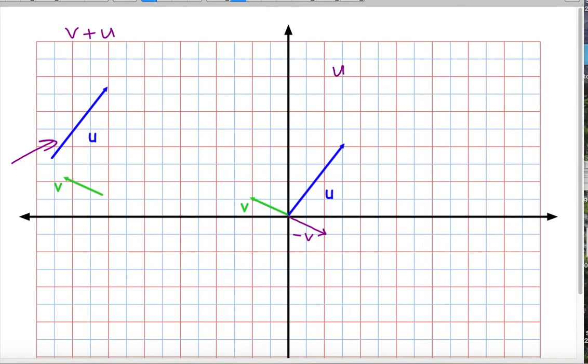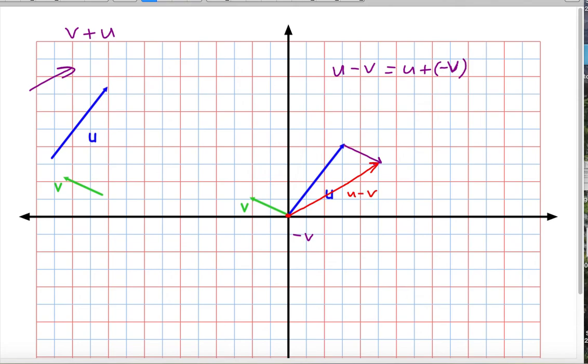So when I ask what's u minus v, and you think of that as u plus the opposite of v, that simply means we start at the initial point of u, go to its terminal point, and from there we add on the opposite of v, which is going to go that way. So, boom, right there. And so what's my answer? What's the resultant vector that started here and wound up here? That's going to be u minus v.